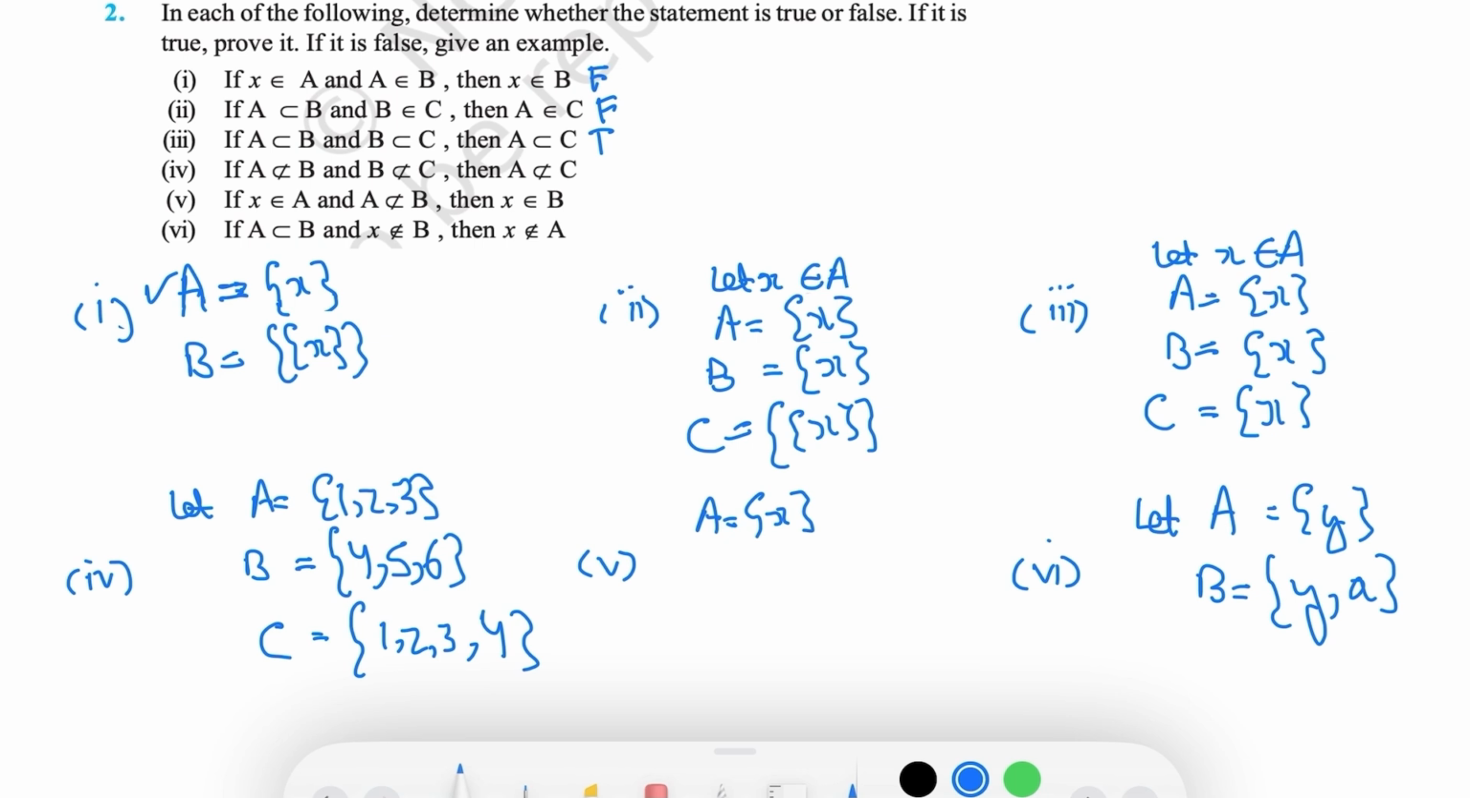Moving on to the fourth part. If A is not a subset of B and B is not a subset of C, then A is not a subset of C. We have taken let A as equal to 1, 2, 3. B we have taken as 4, 5, 6. And C, as you can notice here, it can be from A. So we have taken 1, 2, 3, 4. And it is asking for, then A is not a subset of C. But as we have taken an example here that it can be a subset of C, so this is false.